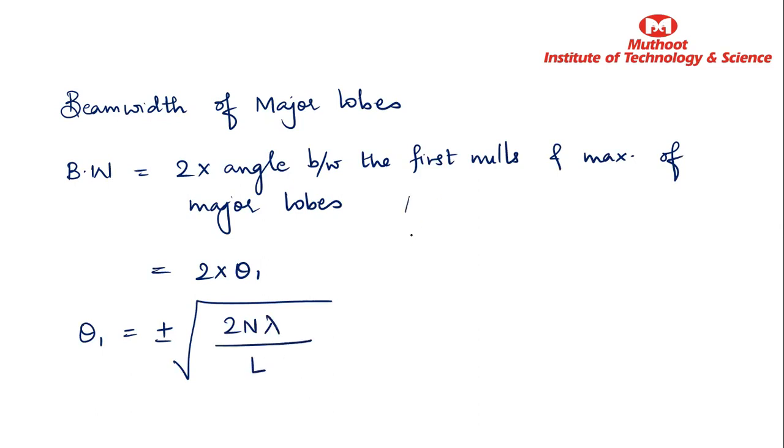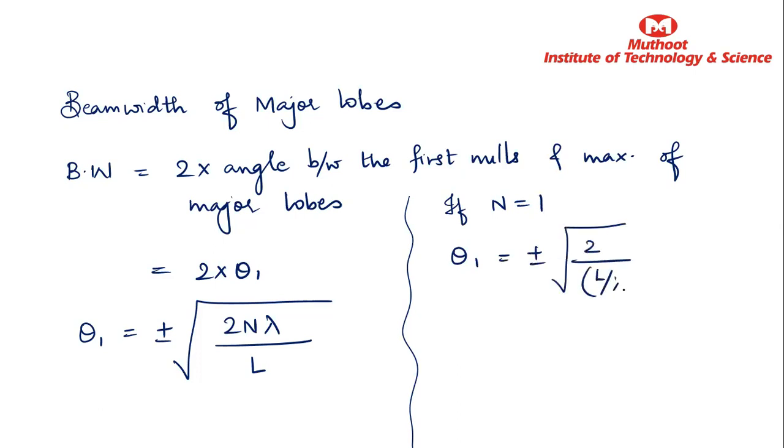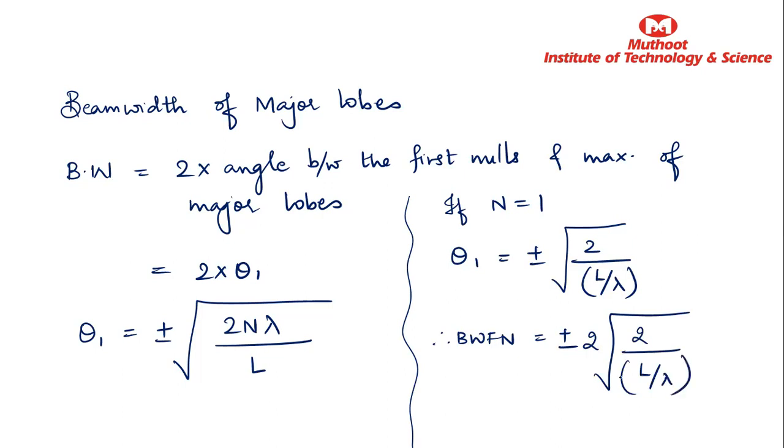It is plus or minus under root of 2n lambda upon L. So now again, I'm doing it here only. If your n is equal to 1, then your theta 1 will become plus or minus under root 2 upon L by lambda. So therefore, your beam width of the first null between the major lobe will become 2 upon L by lambda. This is in radians, okay? Now, if I want the same thing in degrees, the conversion of radians to degree, 1 radian is around 57.3 degrees. So I have to multiply this.